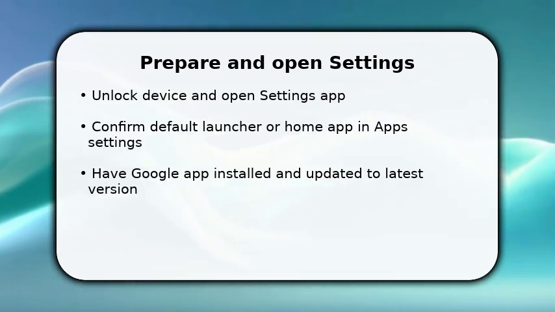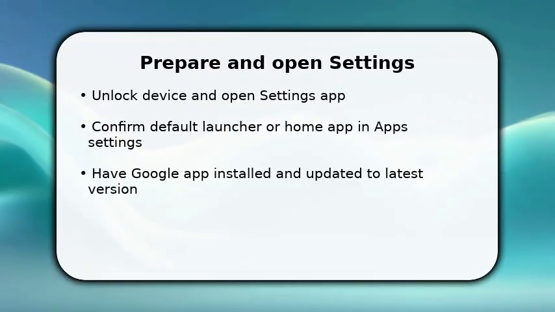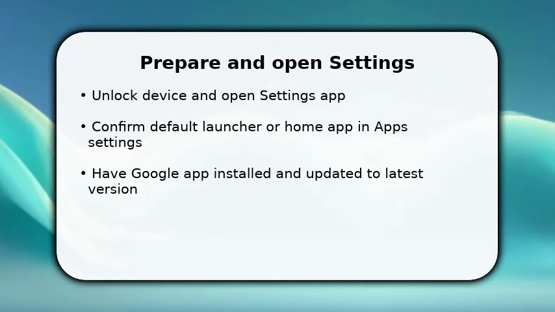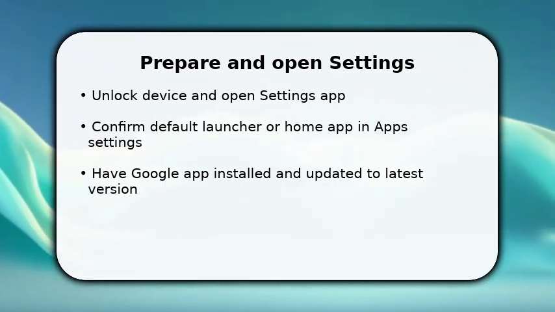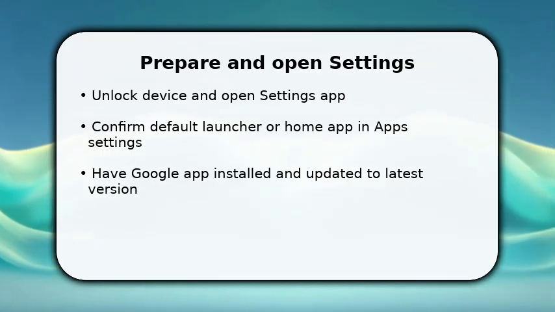Once in settings, check apps or default apps to confirm your launcher is active. This matters because some launchers hide widget support. Make sure the Google app is installed and updated so the widget appears. If your launcher is non-standard, switch to a launcher that supports widgets before continuing. This avoids wasted steps later.